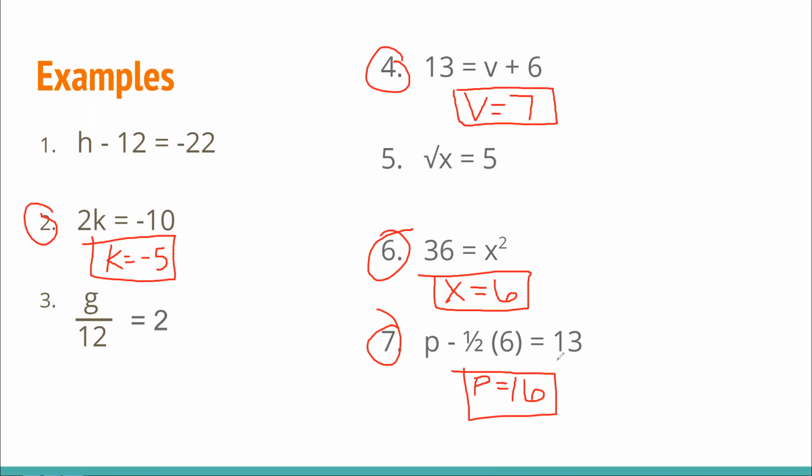So this one was a little bit harder because you had to simplify this first. But I know that 1/2 of 6 is 3, because half of 6 is 3. And then since it's a subtraction problem, I'm adding on both sides. 13 plus 3 is going to give me my 16 there. If you've got any questions over any of these examples, please pause the video now and send me an email.